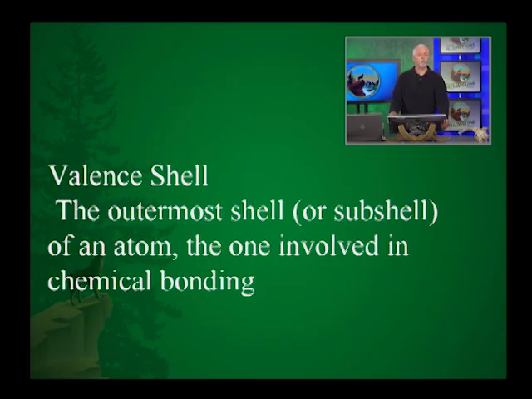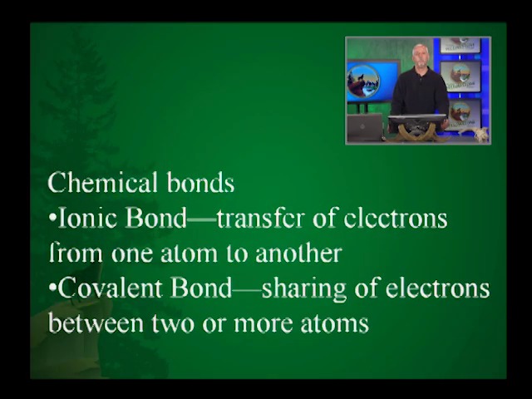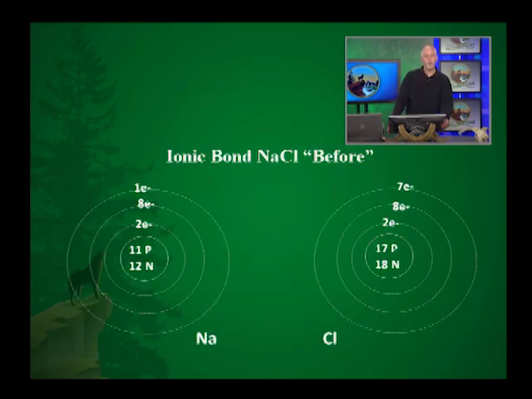Again, if a shell is not full, the atom is chemically reactive; if the shell is full, it will not be chemically reactive. We call this outermost shell, the one that is potentially reactive, the valence shell, and that really determines whether an atom will bond or not. As we look at chemical bonds, there are 2 types: ionic bonds and covalent bonds. Ionic bonds involve a one-way transfer of electrons from one atom to another. Covalent bonds involve a sharing of electrons. An example of an ionic bond occurs between sodium and chlorine.